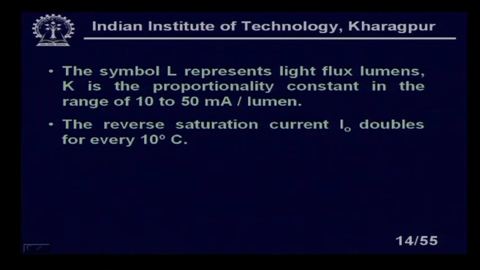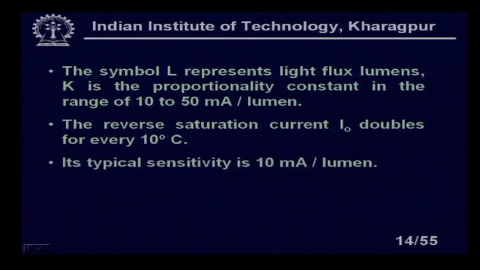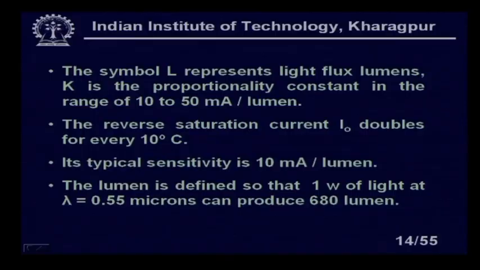And the reverse saturation current IO doubles for every 10 degree centigrade. Okay. Reverse saturation current IO doubles for every 10 degree centigrade, and its typical sensitivity is 10 milliampere per lumen, right. The lumen actually is defined as follows: 1 watt of light at lambda equal to 0.55 micron can produce 680 lumens. This is the standard for lumens. Okay.